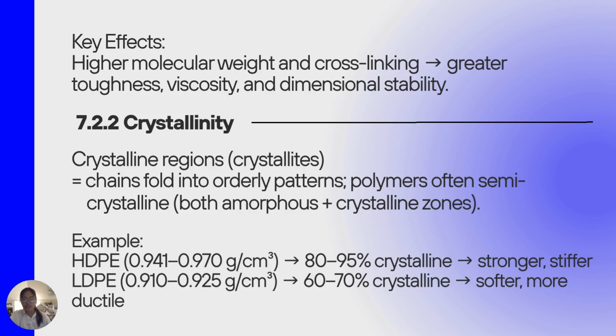As crystallinity increases, several key properties improve. Stiffness, hardness, density, heat resistance, and solvent resistance all increase. However, ductility and rubber-like behavior decrease.